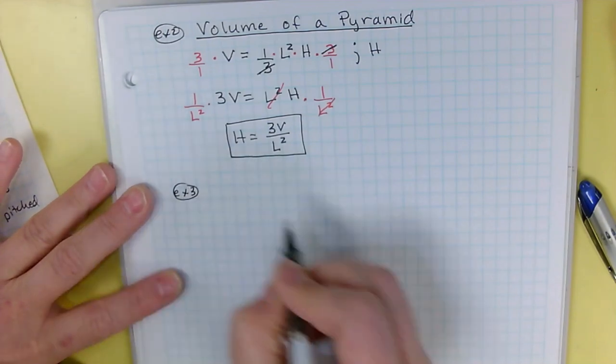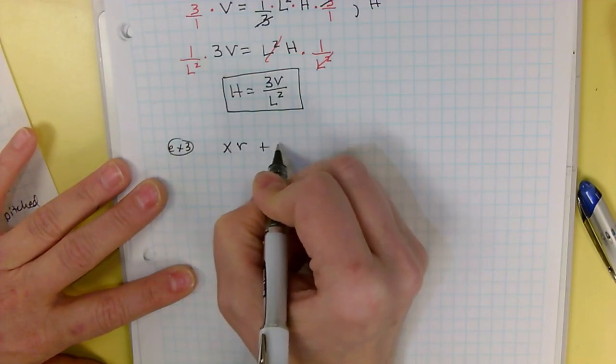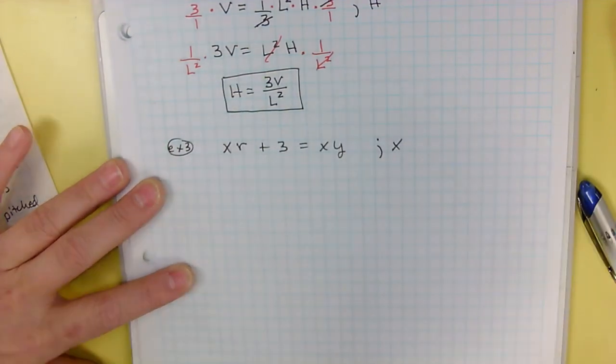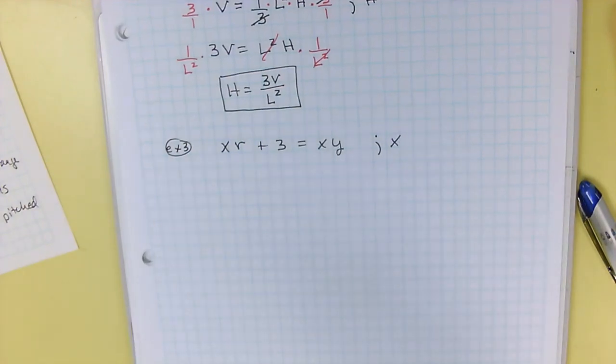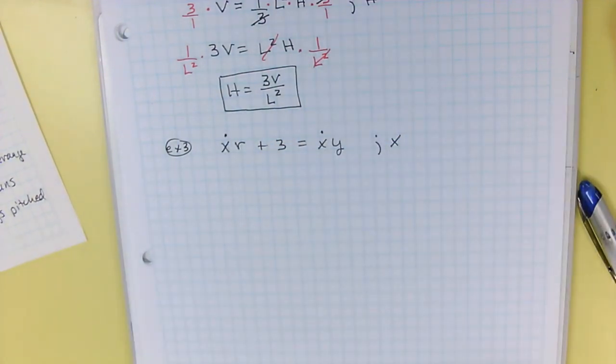All right, example 3. Some of the formulas, you won't have any idea what they are. XR plus 3 equals XY. And we want to solve for X. So what makes this one kind of different is that you have an X attached to an R and you have an X attached to a Y. You can't add those together. One has an R, one has a Y. They are different terms. So how do you do that?